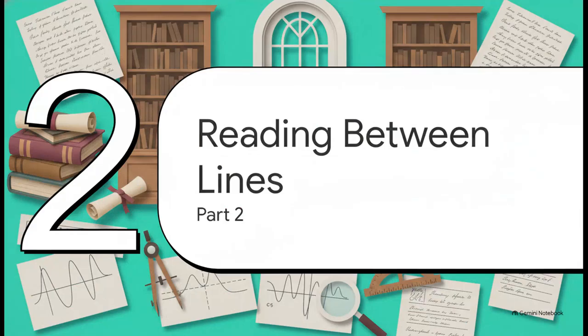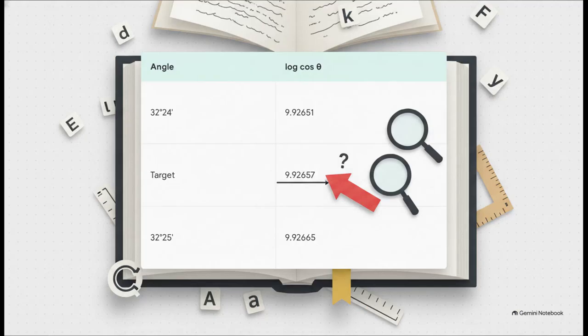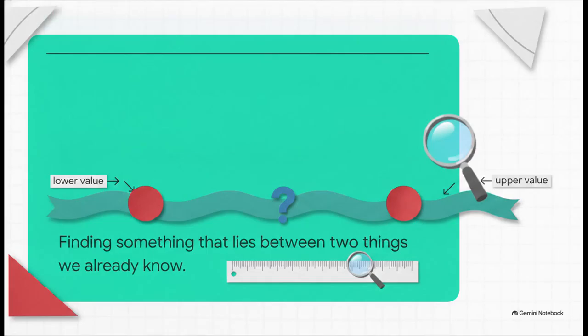Moving right along to section 2, reading between the lines. Think of a logarithmic table basically like a dictionary, but what happens when the exact word you're looking for just isn't in there? Let's say our target value is 9.92657. If you scan through the tables, that exact number is totally missing. It falls right into the gap between the logarithm for 32 degrees and 24 minutes and 32 degrees and 25 minutes. To solve this, historical mathematicians used this brilliant primary detective tool called interpolation.